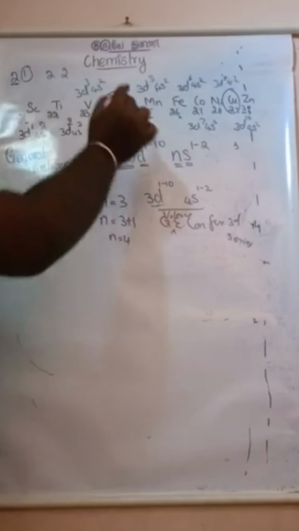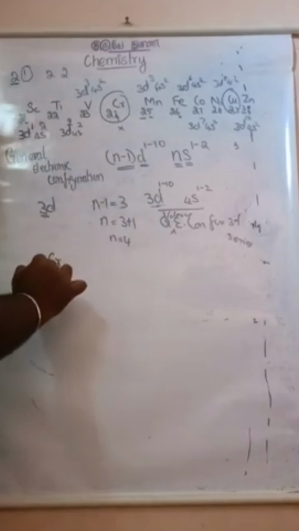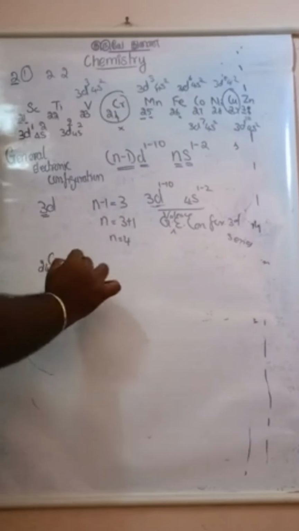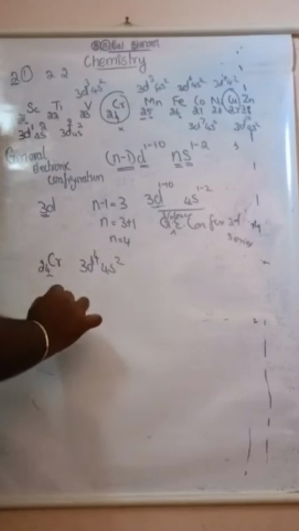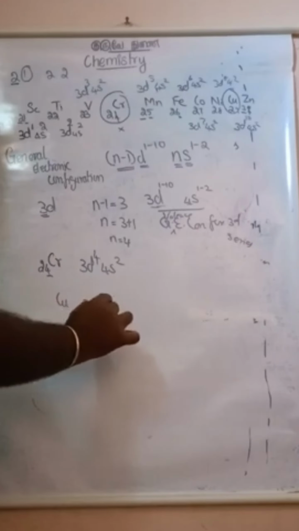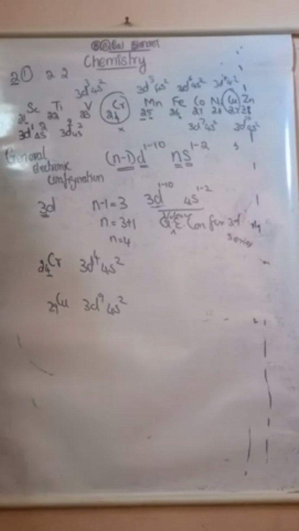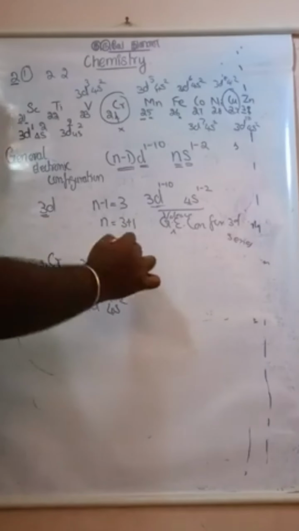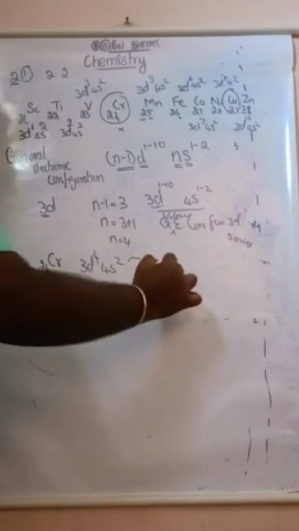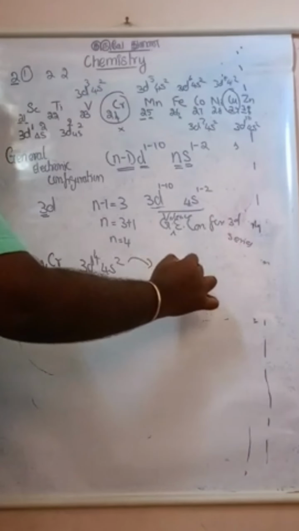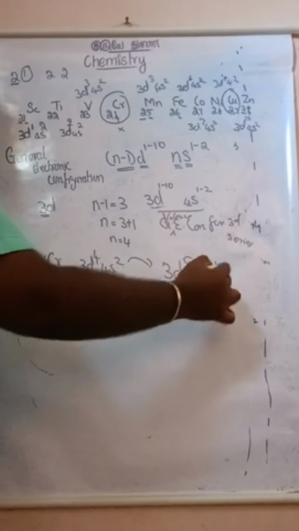For chromium and copper, if you follow the order the same way, for chromium what will you write? The second number is 4, so 3d4, 4s2. For copper, 3d9, 4s2. This is what we used to follow. But in the real case, what happens is one electron jumps from 4s to 3d. That will give 3d5, 4s1.